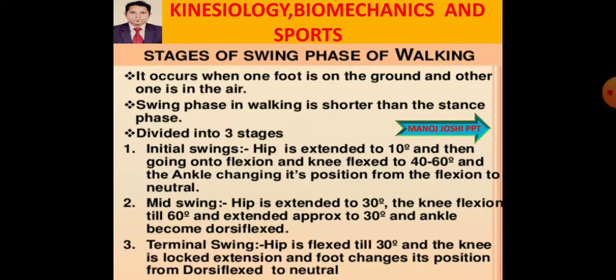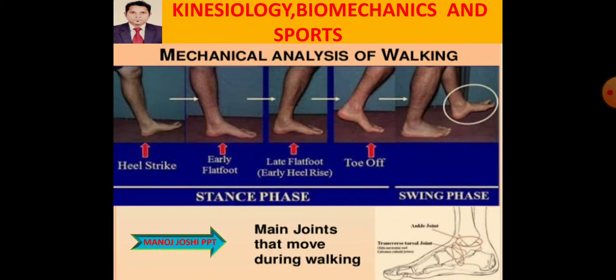Then we will see here heel strike, the first one; the second image I will show you. The first one is heel strike, second is early flat foot, then late flat foot, toe off. This is the stance phase, and then the swing phase arises here. In the fourth and fifth pictures we will see the swing phase arising, where one leg is completely leaving the ground, and these are the main joints which move during walking.